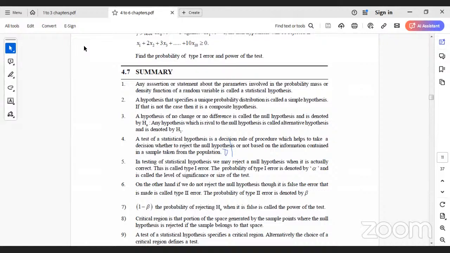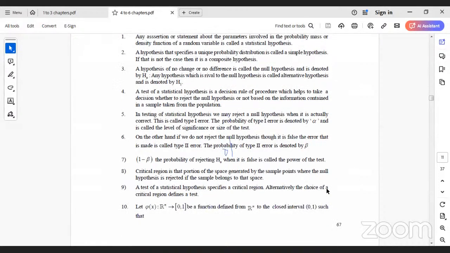In testing of a statistical hypothesis, when we reject a null hypothesis when it is actually correct, that is called type 1 error. The type 1 error is denoted by alpha and is called the level of significance or size of the test. On the other hand, if we do not reject the null hypothesis when it is false, the error that is made is called type 2 error. Already I told, the probability of type 2 error is denoted by beta. 1 minus beta, the probability of rejecting H0 when it is false, is called the power of the test.